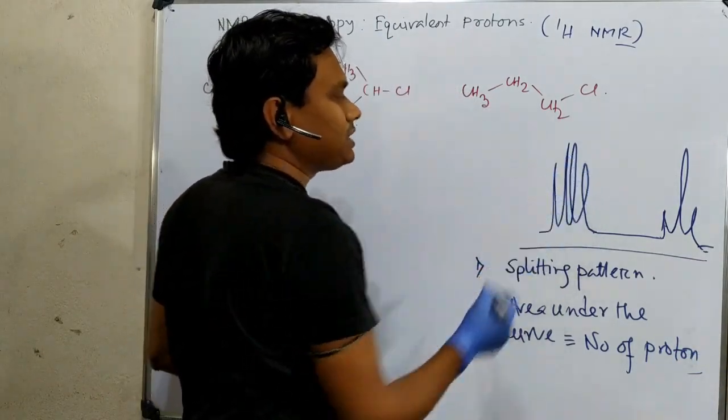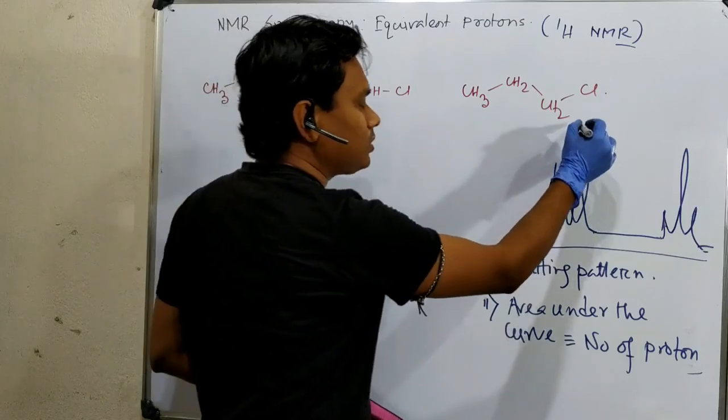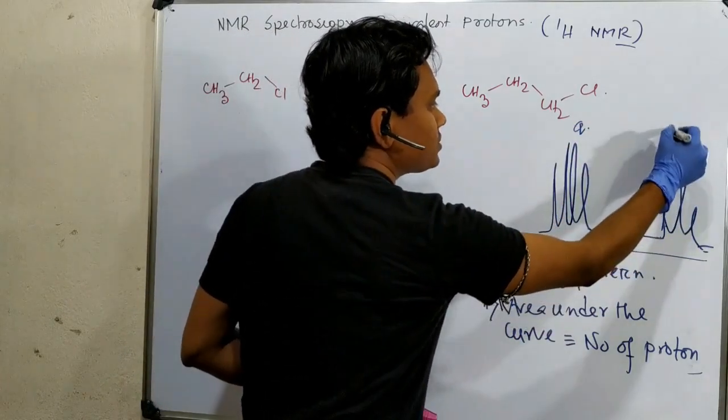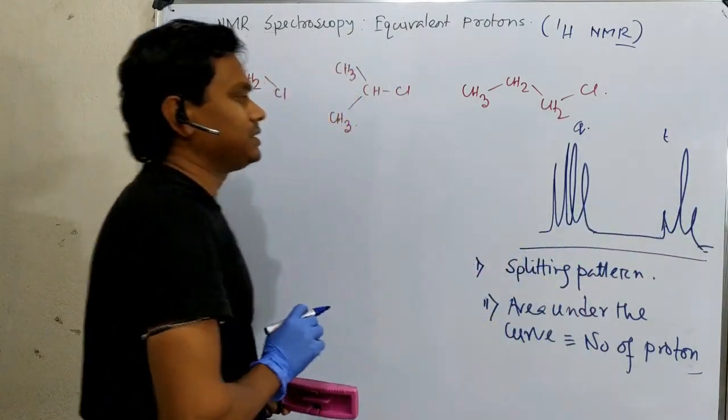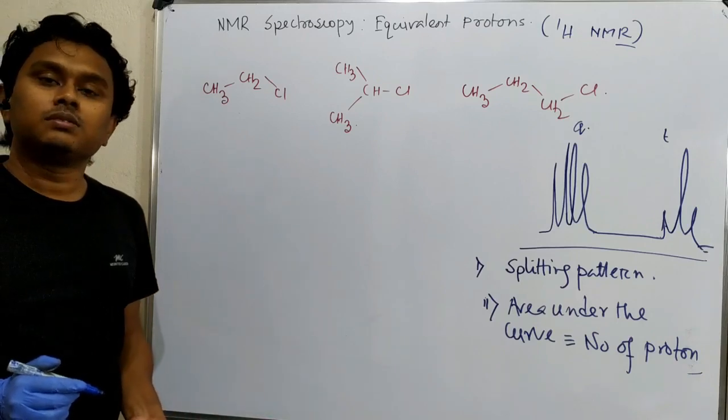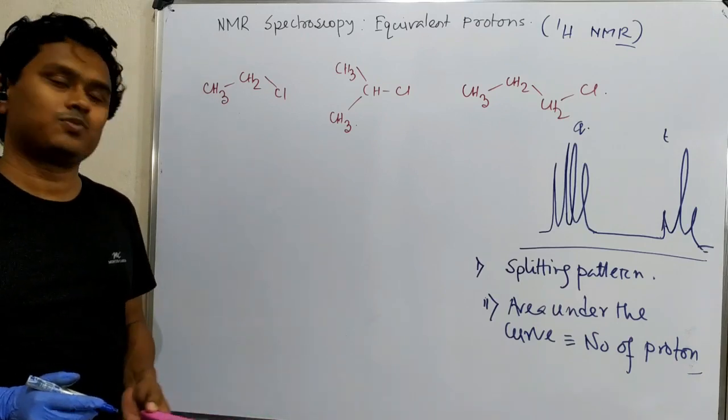This is, see, four signals. In this way it is called a quartet, and this is a triplet, three signals. I'll count those things later. So now it is difficult for you. If it is like this, then it is very difficult to find out what the molecule is.